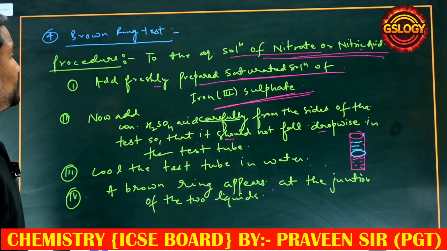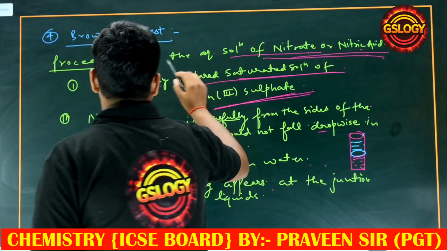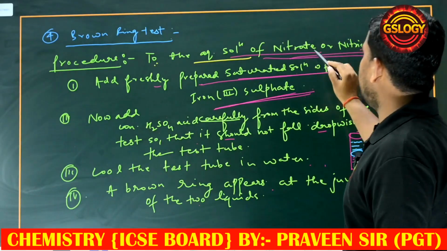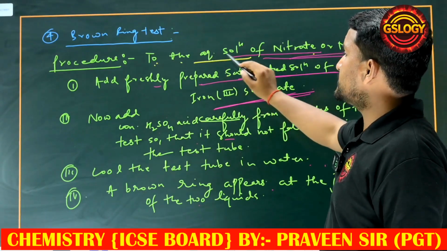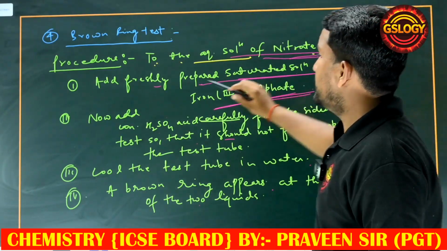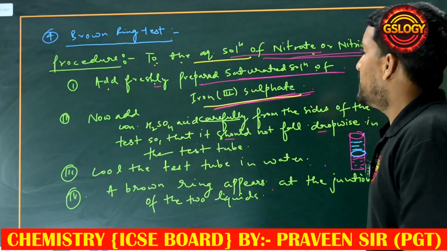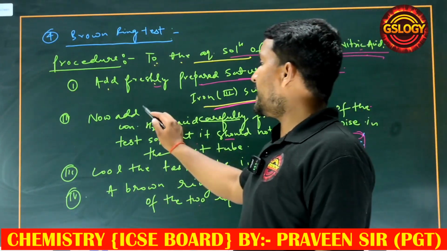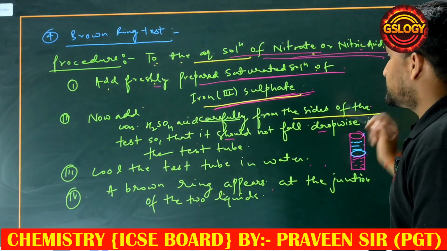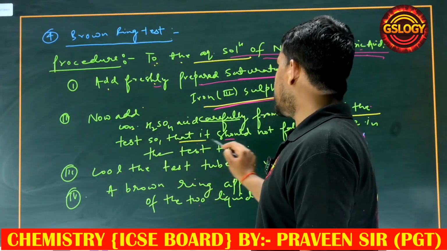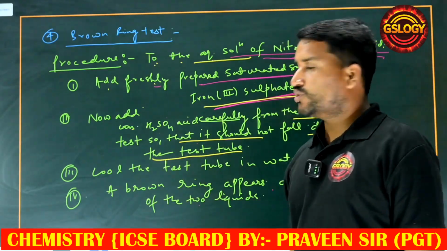Next, the brown ring test. Brown ring test procedure: to the aqueous solution of nitrate or nitric acid, add a freshly prepared saturated solution of iron sulfate. Now add concentrated H2SO4 carefully from the sides of the test tube so that it does not fall dropwise in the test tube.